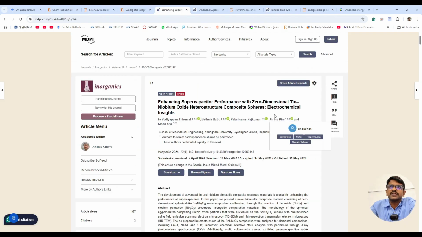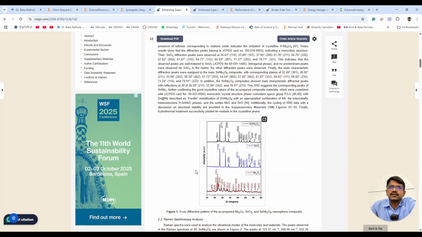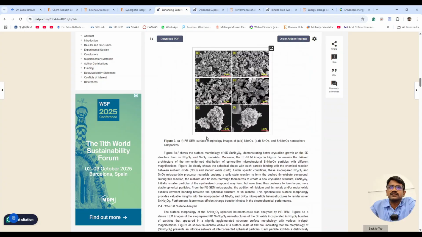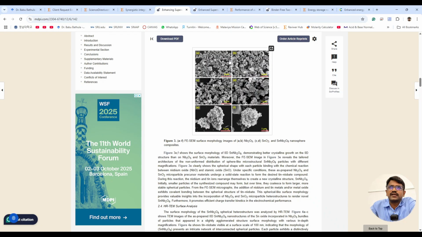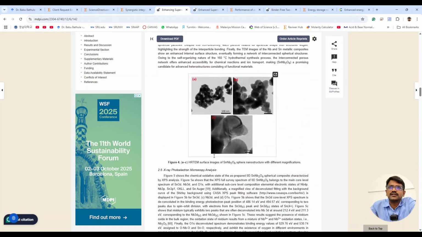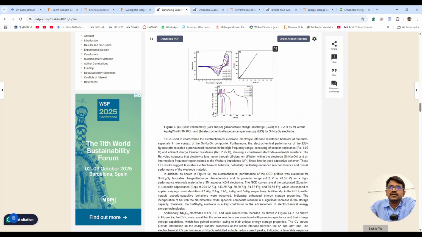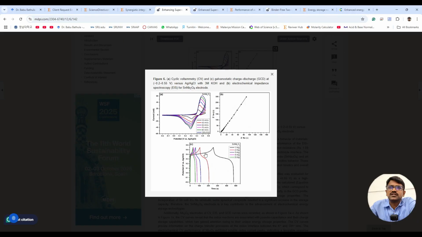Then we will see another material, that is tin niobium oxide. You can see the 3D morphology here. See this porous structure. Particles agglomerated, looks like a 3D bulk material. Here also you can see the charging and discharge condition, charge condition, discharge condition, for every material.